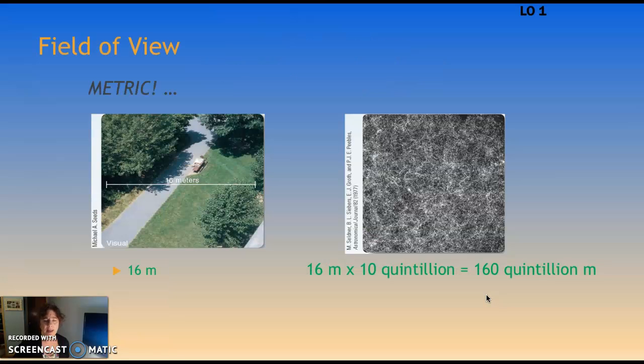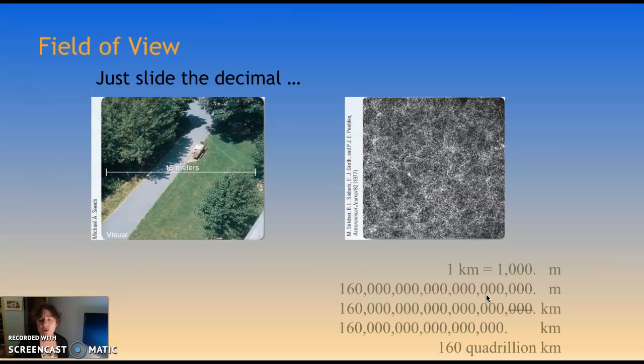We're going to be doing that, and we can say it was 16 meters, and now we have 160 quintillion meters. But we don't like meters, so we want to use kilometers. If we use kilometers, it's easy on metric. Look at this. So 1 kilometer equals 1,000 meters. And if you're talking 160 quintillion meters, you can just lop off the zeros there. And look, you got 160 quadrillion kilometers. Still too much. Still too much.